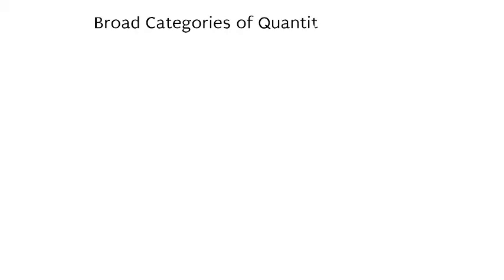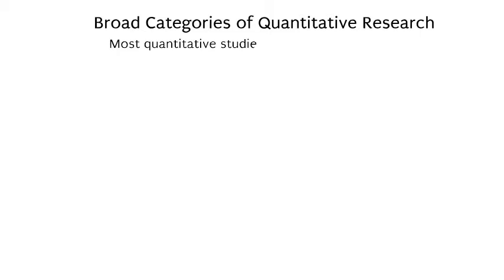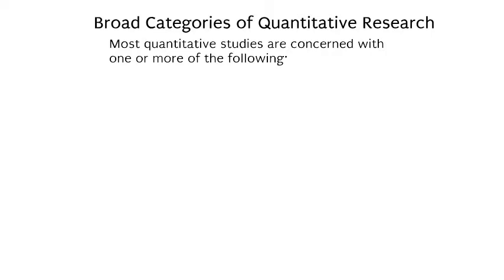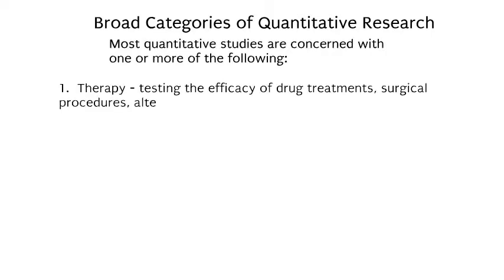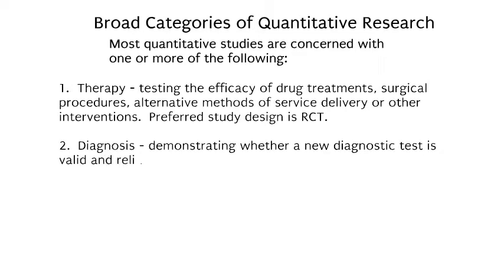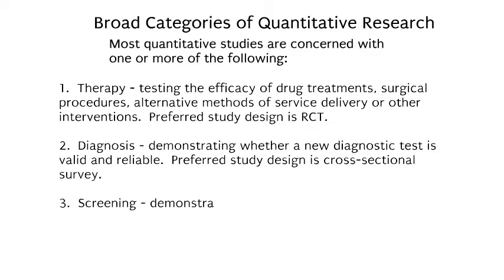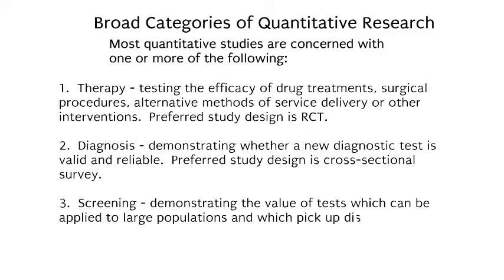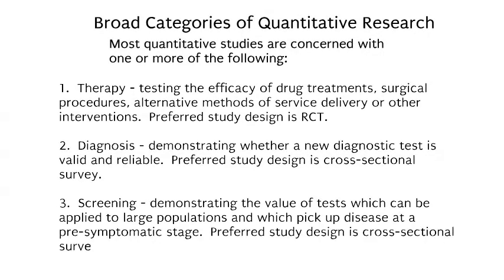Let us now look at some broad categories of quantitative research. Most quantitative studies are concerned with one or more of the following. First is therapy, testing the efficacy of drug treatments, surgical procedures, alternative methods of service delivery, or other interventions. Preferred study design is the randomized controlled trial. Second is diagnosis, demonstrating whether a new diagnostic test is valid and reliable. Preferred study design is a cross sectional survey.